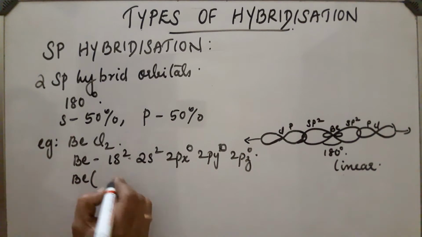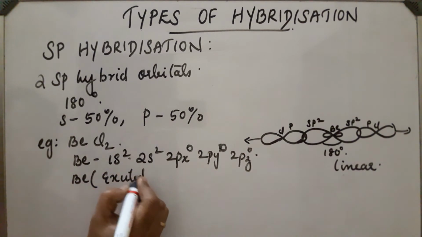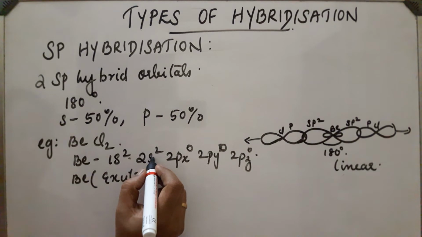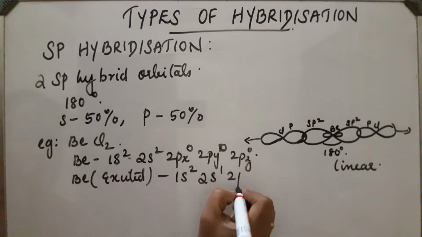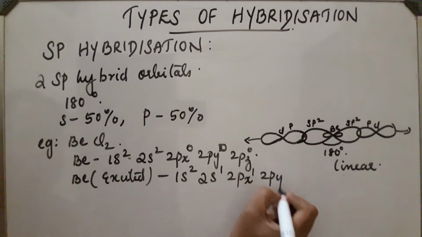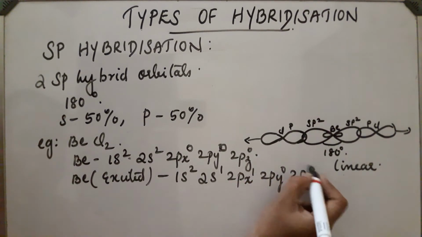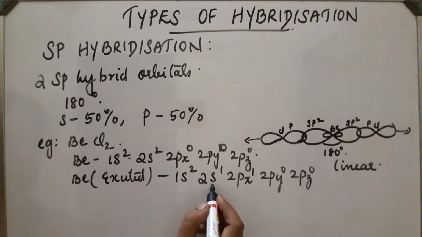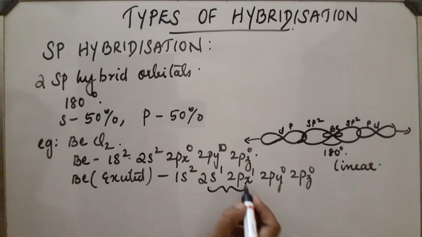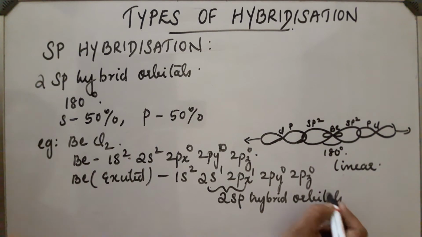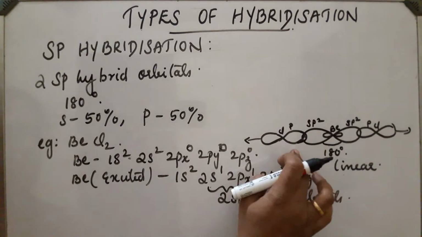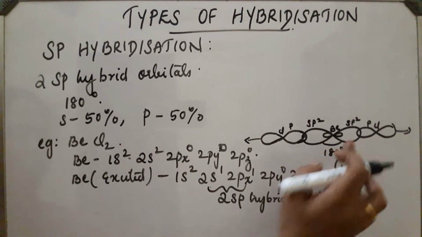Now in the excited state, one electron from 2s will shift to 2px, so the electronic configuration will be like this. Now these two, one s and one p orbital, hybridize and form two sp hybrid orbitals. These are oriented at an angle of 180 degrees, as in the structure of BeCl2.